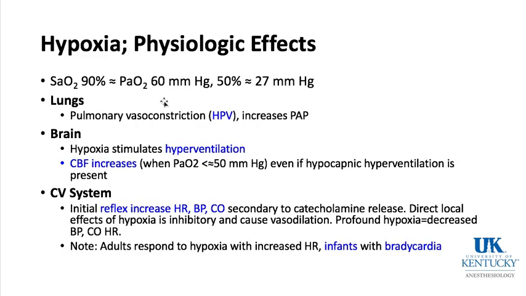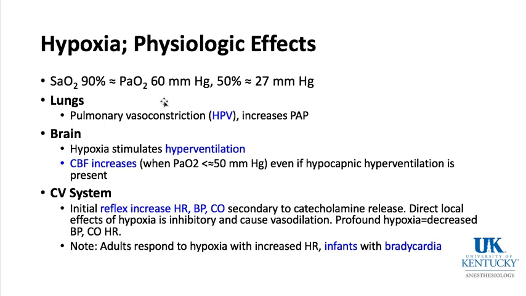Hypoxia physiologic effects is the next keyword. A saturation of 90% is about a PaO2 of 60 millimeters of mercury, assuming a normal oxyhemoglobin dissociation curve, and the P50 is about 27 millimeters of mercury. In the lungs, if you have hypoxia to a single alveolar unit, the blood going past it constricts. That's hypoxic pulmonary vasoconstriction. And if there's a global decrease in oxygen to the lung, both lungs, pulmonary artery pressure can go up fairly dramatically. So hypoxia can increase pulmonary vascular resistance.